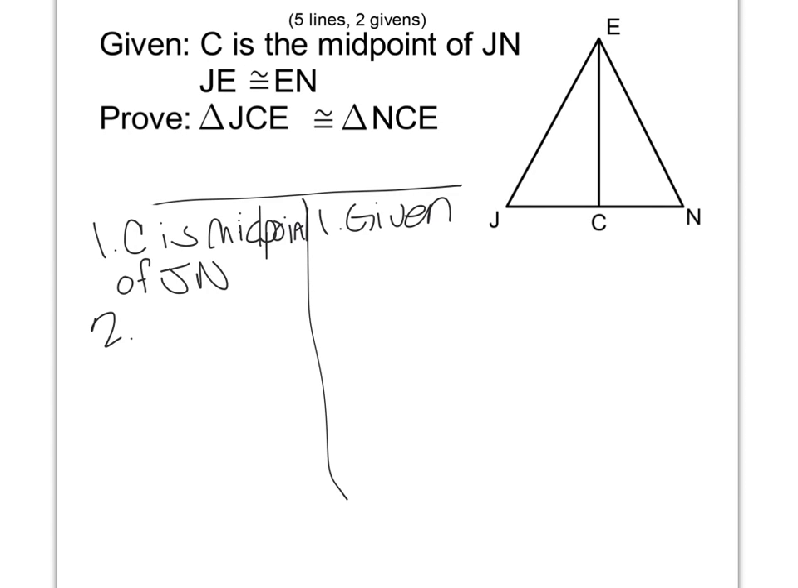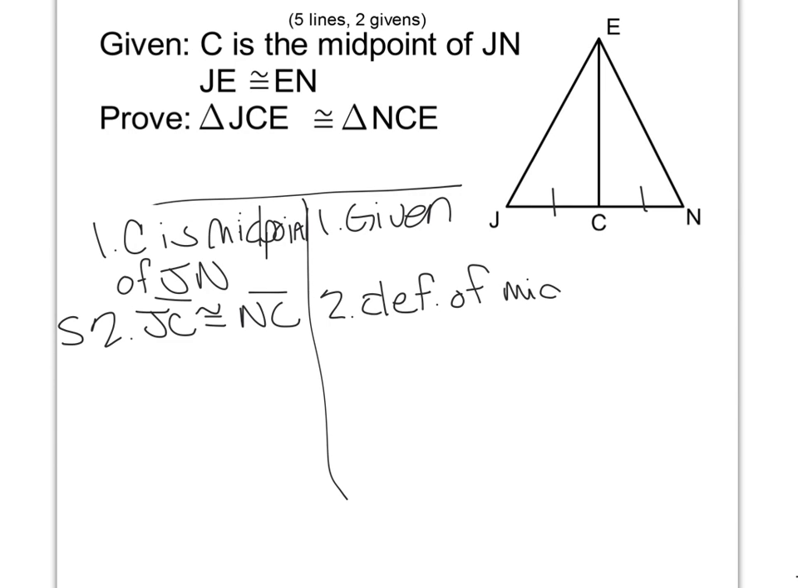Second, what do we know if C is the midpoint of JN? Well, that's easy. It means it cuts JN into 2 equal parts. So I know that JC is congruent to NC. There's a side congruence for us. That is proven by definition of a midpoint. Okay. Then there's nothing else I can get off of that.